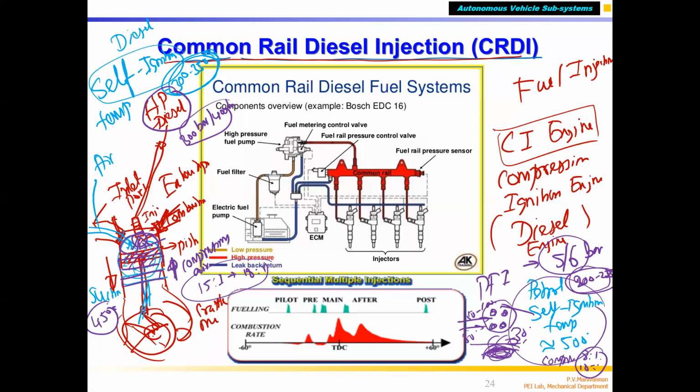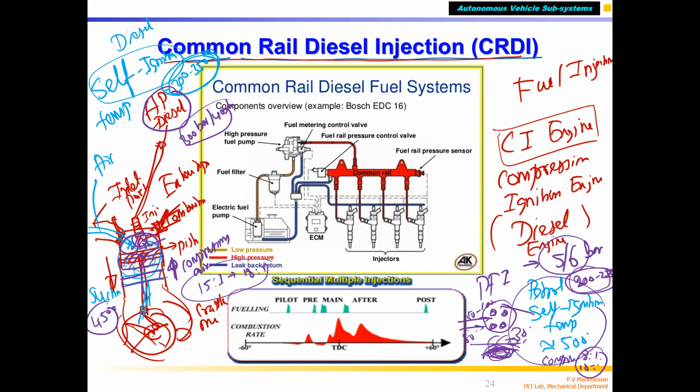Then just before the piston reaches TDC, just like in a spark ignition engine, what are you giving? You are injecting fuel. You are not giving a spark. Fuel itself is introduced into the combustion chamber only some degrees before the TDC during the compression stroke. So it is sprayed at 300, 400 bar.